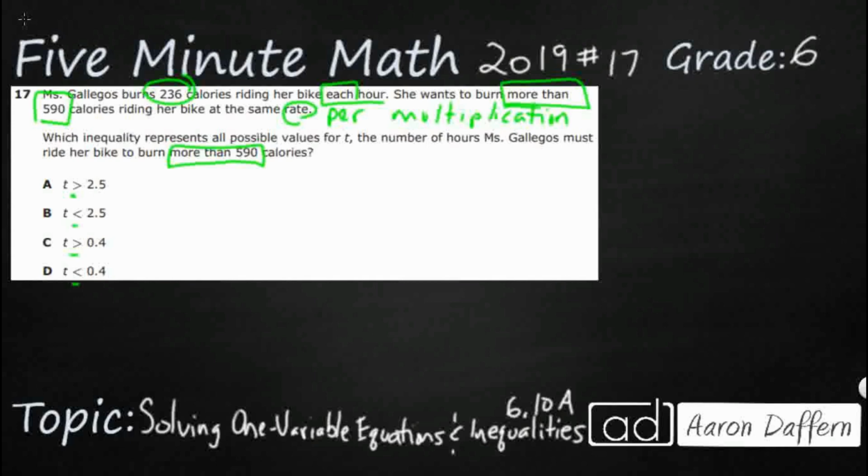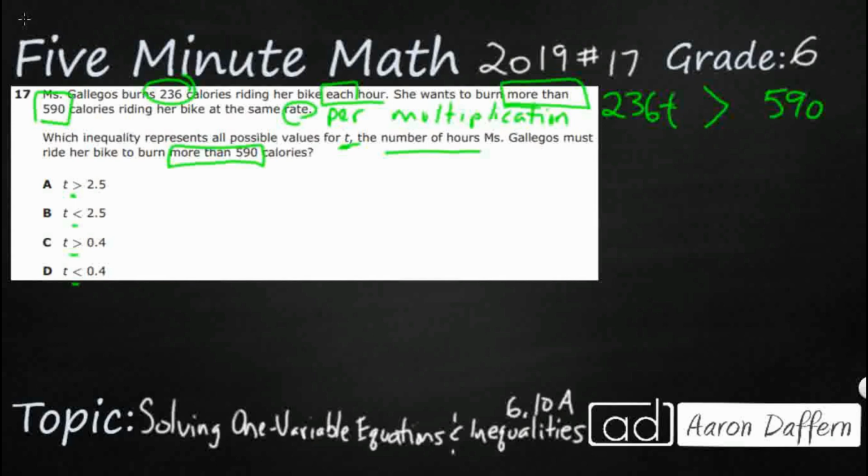So let's set up our basic inequality here. We'll solve it two different ways. So we have 590 is our goal. So the rate she burns it is 236 per hour, and the hour is going to be t. They give us that value there, the number of hours. So we will make a t. And she wants to burn more than, so we are going to say greater than. So 236 calories per hour needs to be greater than 590. Well, that's the basic inequality, but we haven't solved it.